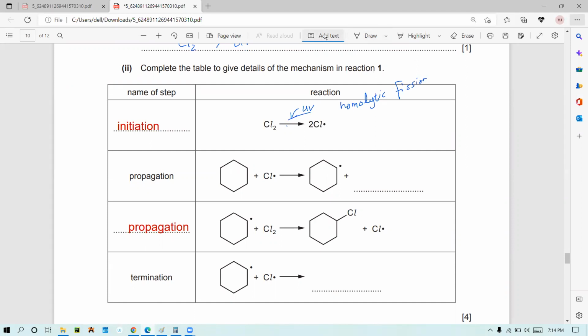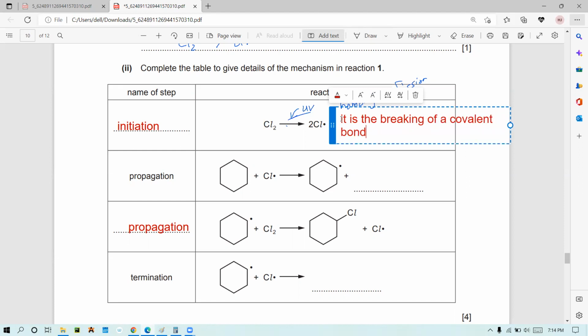Homolytic fission. If you are asked to write what is homolytic fission, we have to write it is the breaking of a covalent bond by sharing electrons equally. It's a breaking of a covalent bond by sharing electrons equally.